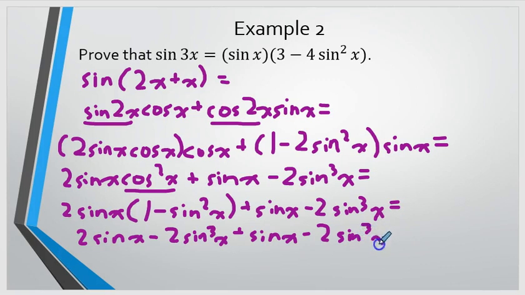So we've changed everything to sines, which is good. I do see a couple like terms. For example, we could combine the negative 2 sine cubed and the negative 2 sine cubed. We could also combine the 2 sine and the 1 sine, so that would be 3 sine of x. Minus 4 sine cubed.